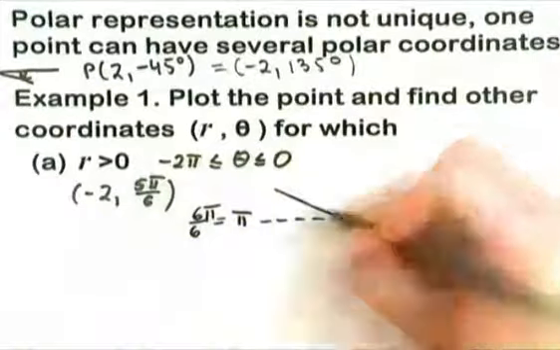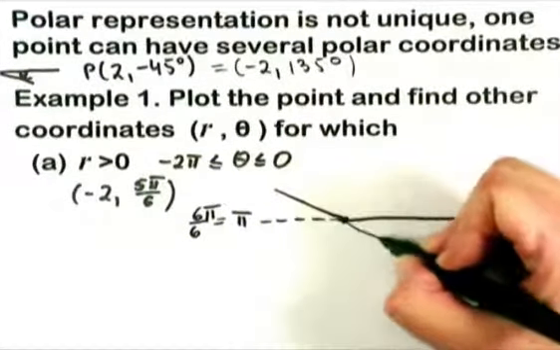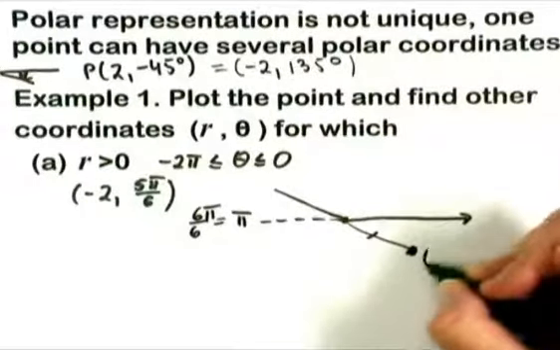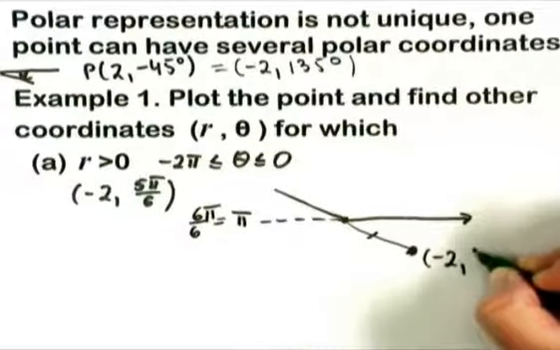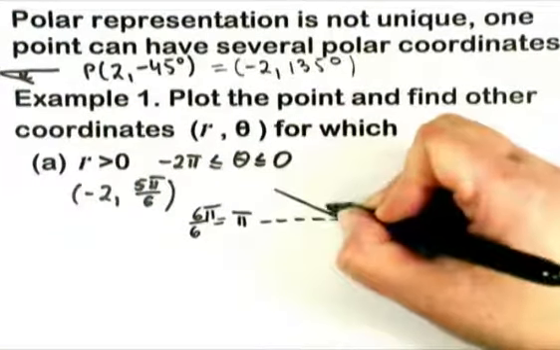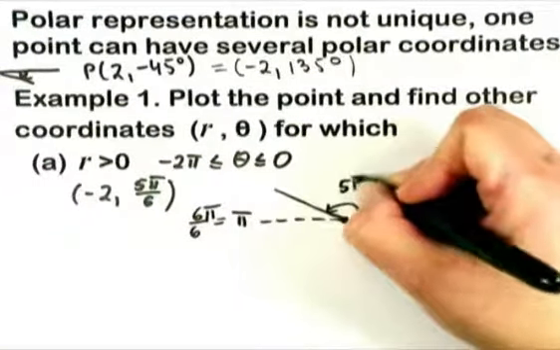So the radius is -2. It's going to be on the opposite side. So we have 1, 2 right here. So this is the point -2 and 5 pi over 6. The angle 5 pi over 6 is right here.